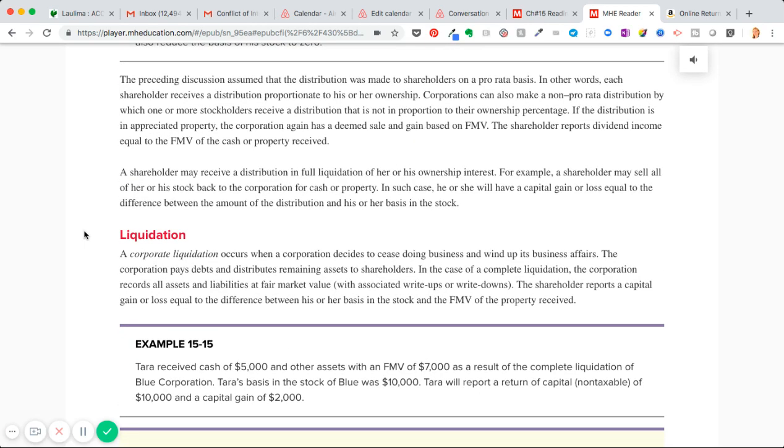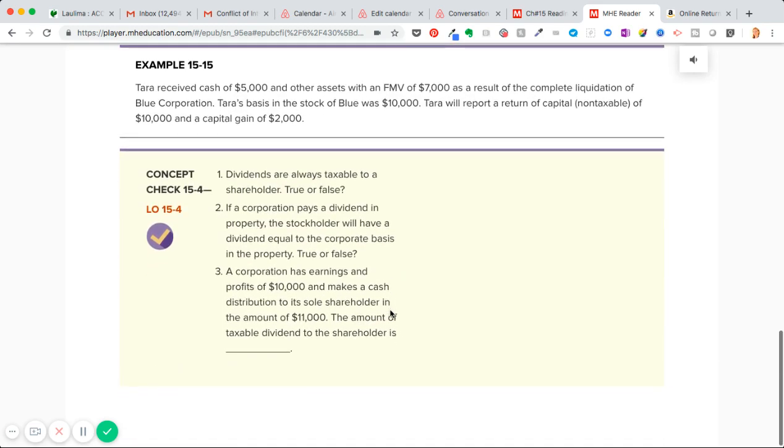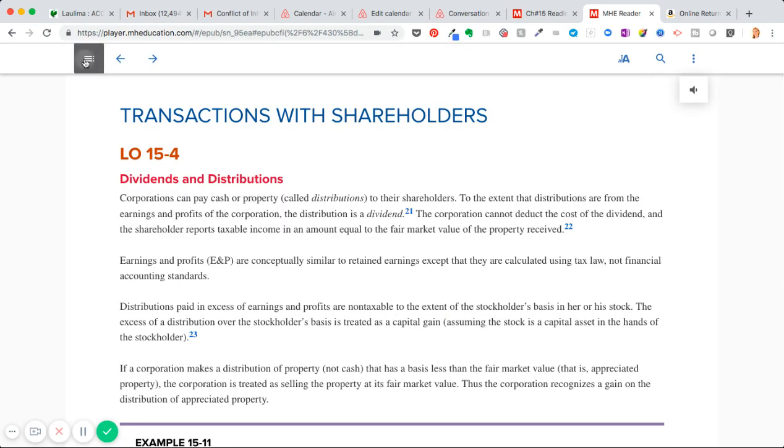When a corporation closes, it's called a corporate liquidation, and shareholders can report a capital gain or loss equal to the difference between the basis that they have in the stock, that outside basis, and the fair market value of anything they receive, such as cash or other property in these small business situations.